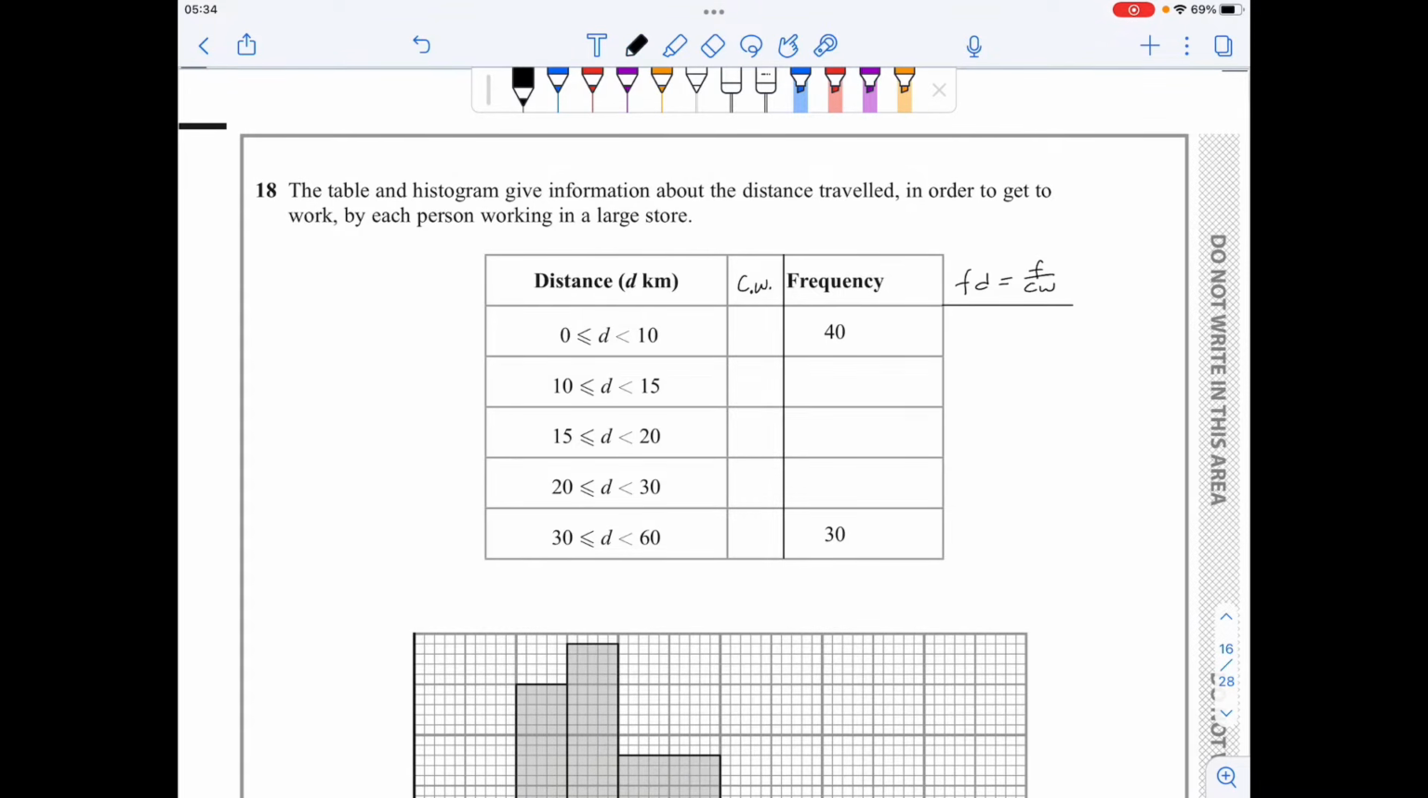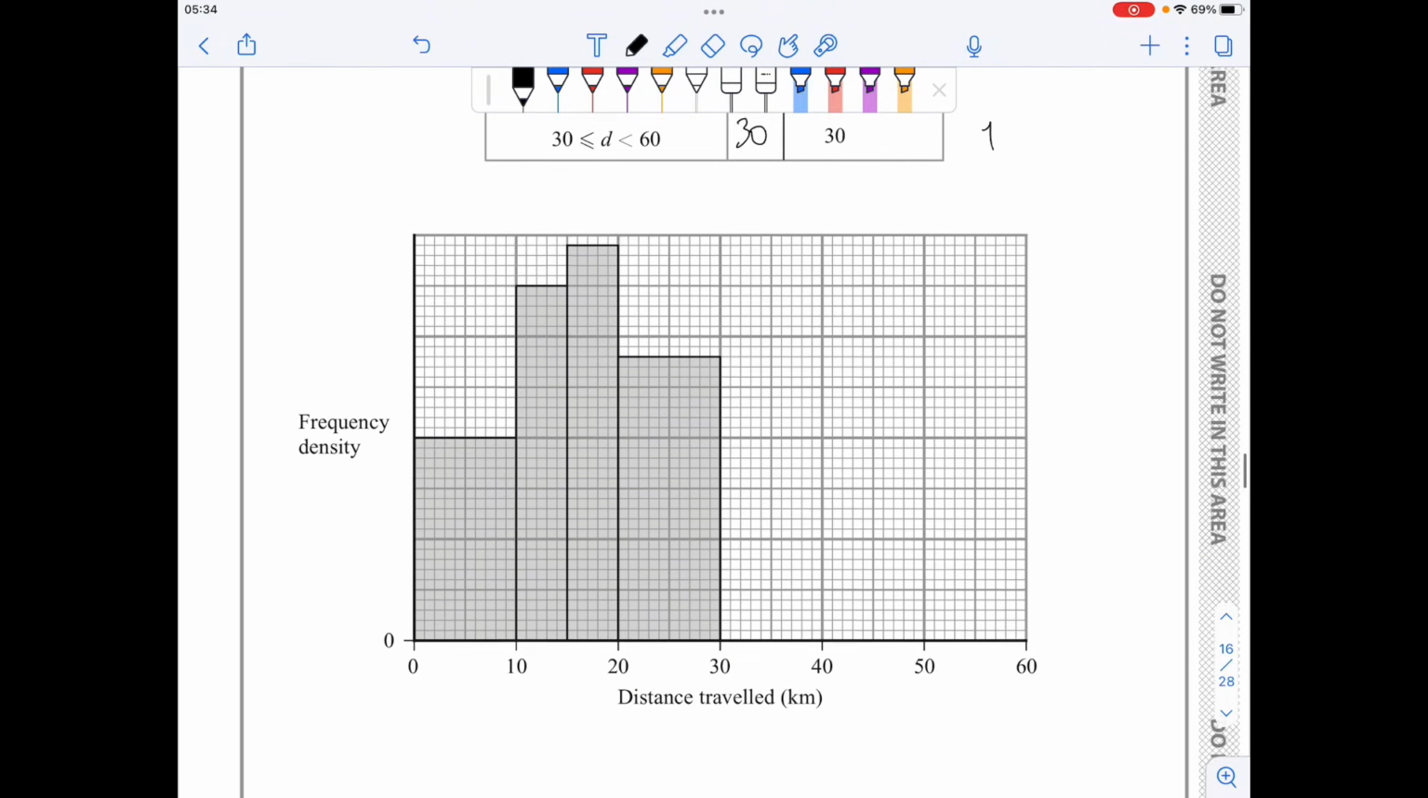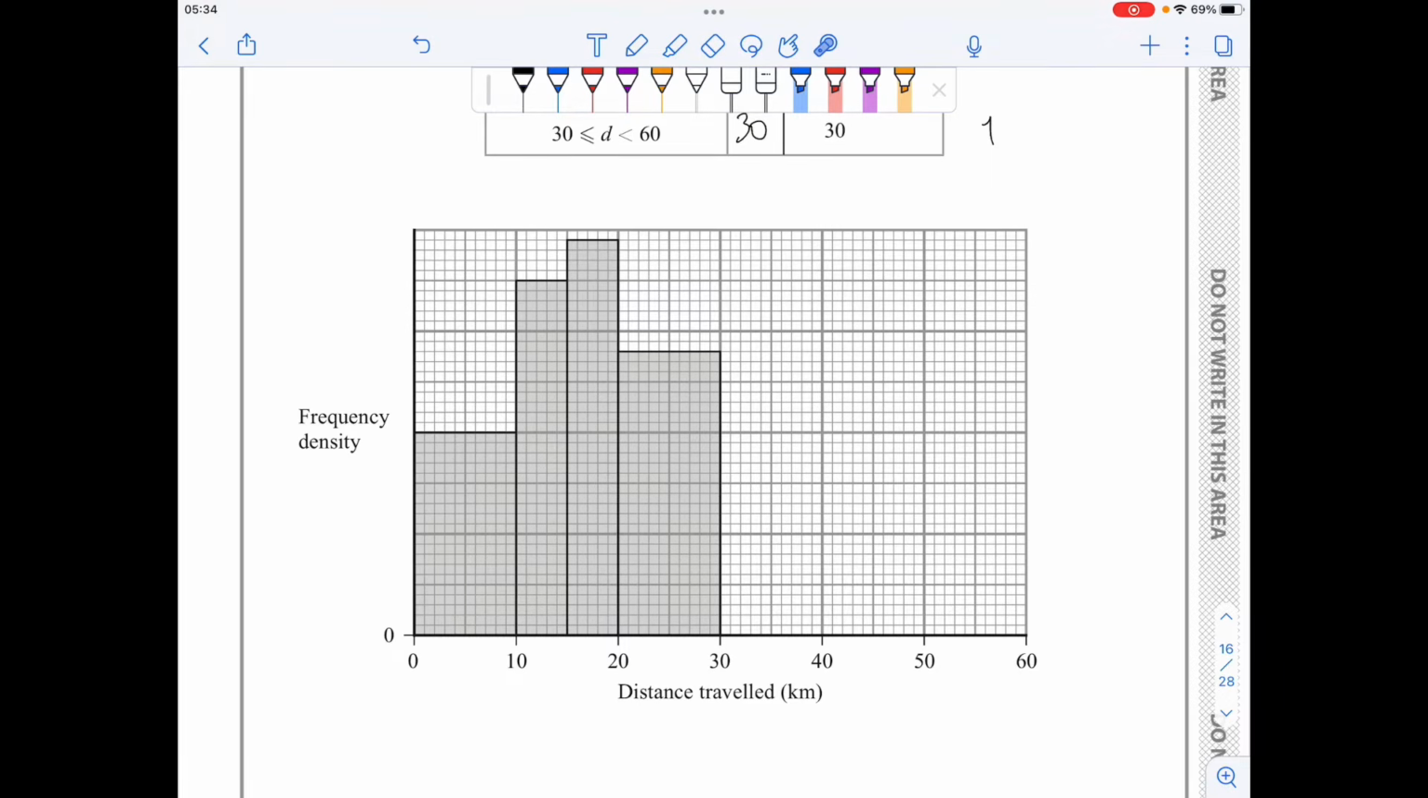The class width is the difference between the upper and lower bound. So the first one is 10, next one 5, 5, 10, and 30. And frequency density is equal to frequency divided by class width. So the first one is 4 and the last one is 1. So if I go to the histogram, then this height must be 4. So let's label it 4. So now I can easily complete the vertical scale. 1, 2, 3, 4 is there. 5, 6, 7, and 8.